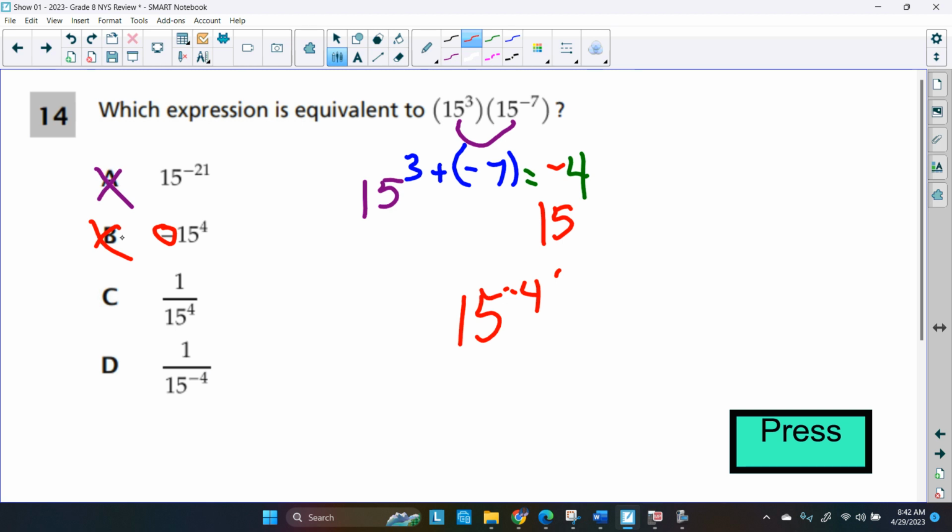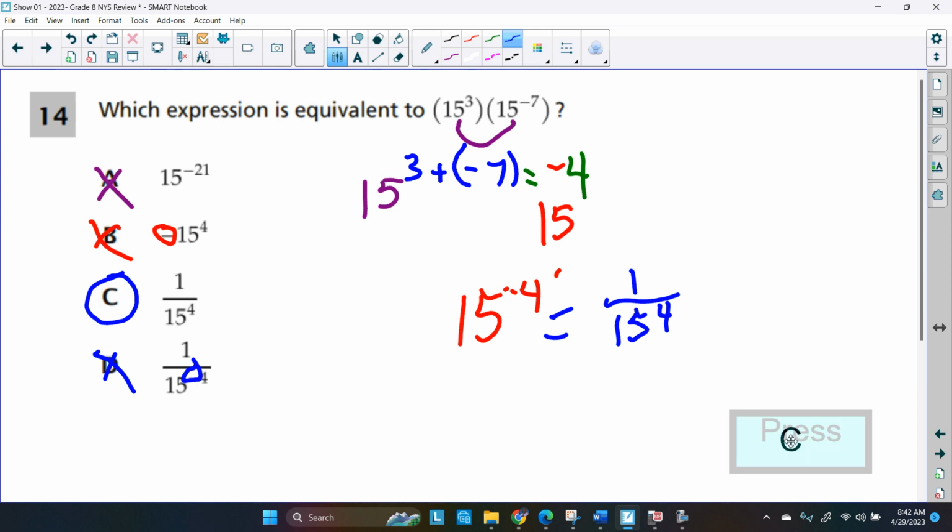So that means the answer is a fraction? Yes. When you're dealing with negative exponents, those are fractions. So the top number is always 1. The bottom number is the same exact thing you had, except you don't need the negative sign anymore. So your correct answer is C. Okay? So D was no good. Why? Because it had the negative sign down there. So C was our answer.